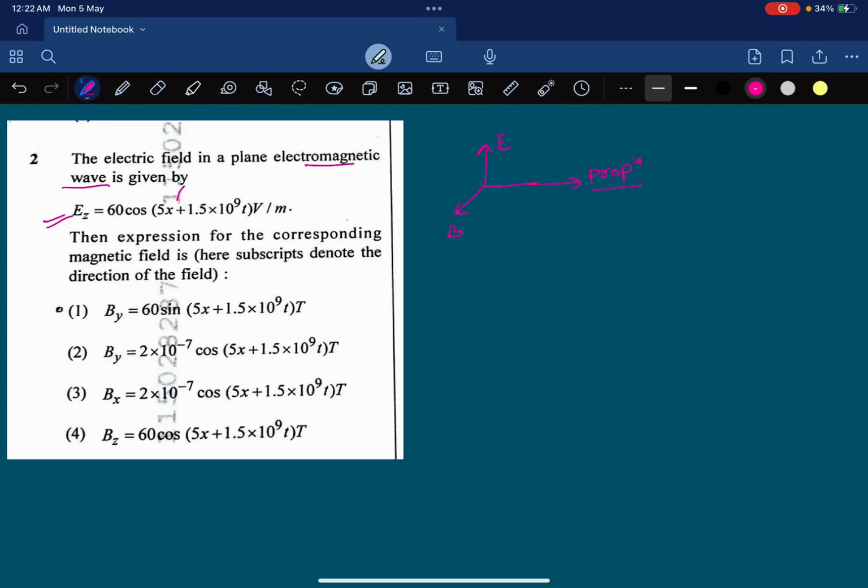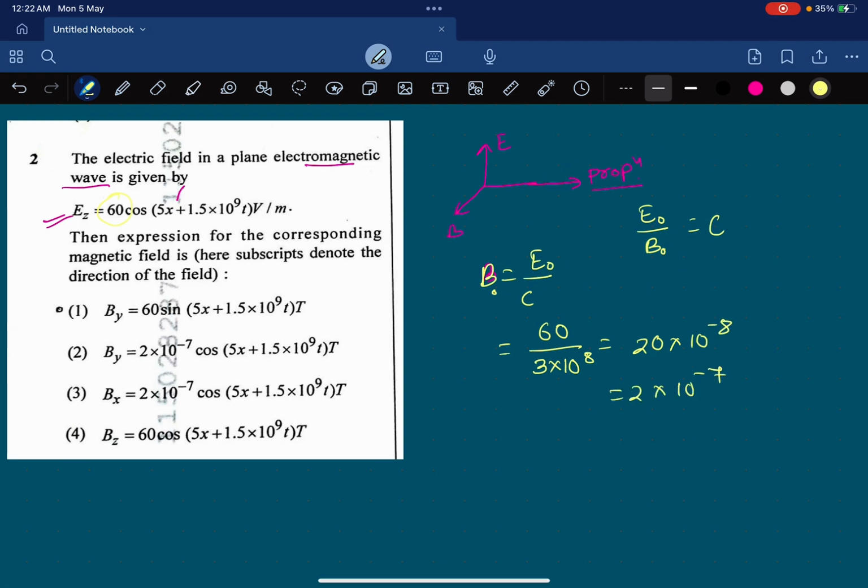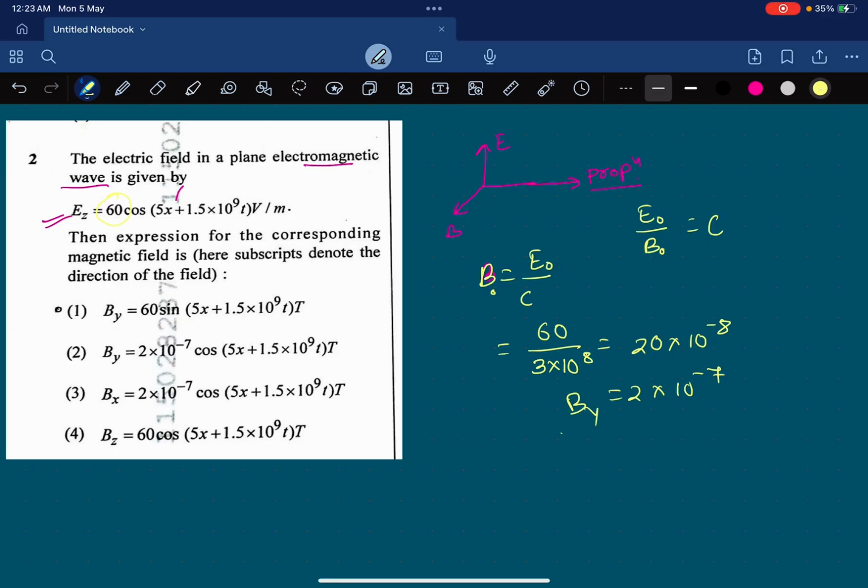Again, we know that the magnetic field's value can be calculated like this. Ratio of electric field divided by magnetic field is equal to speed of light. Therefore, the peak value of the electric field is 60 here, and speed of light is 3 into 10 power 8. So this will be 20 into 10 power minus 8 or 2 into 10 power minus 7. So this B should be along y direction. So which one satisfies our answer? Option 2. Option 2 is the answer.